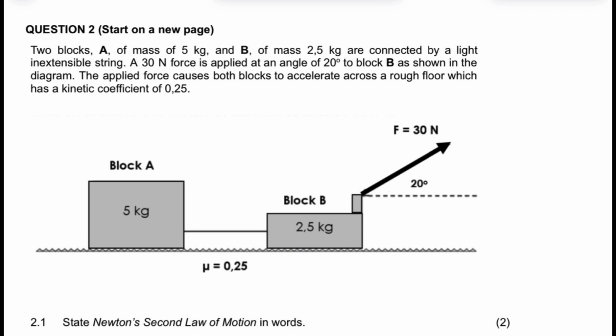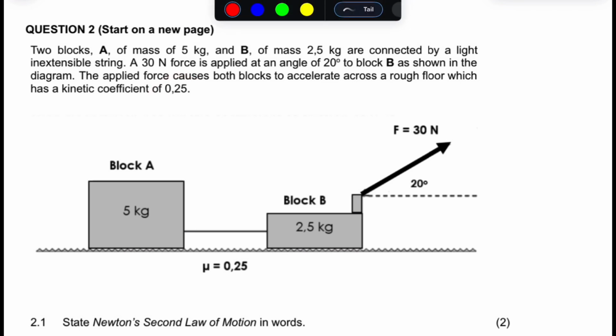Let's read the statement. It says two blocks, A of mass 5 kg and B of 2.5 kg, are connected by a light inextensible string. A 30 Newton force is applied at an angle of 20 degrees to block B, as shown in the diagram below. The applied force causes the blocks to accelerate across a rough floor. That rough means there's friction, which has a kinetic coefficient of 0.25, right?